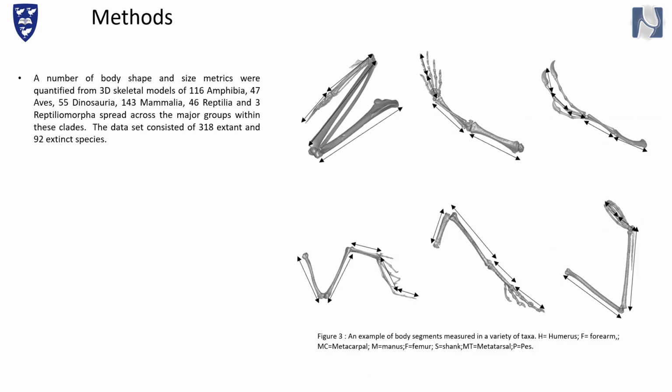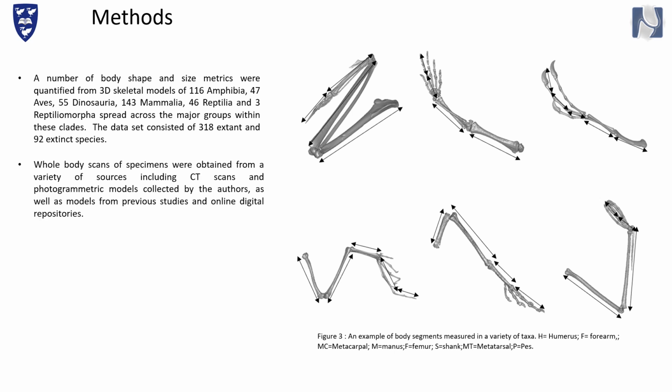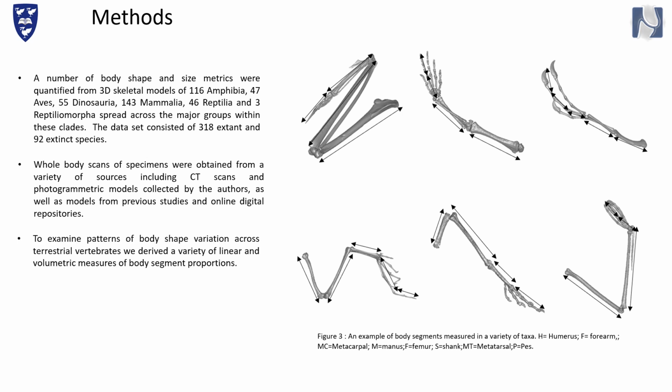So we went about answering these questions by looking at a number of body shape and size metrics, which were quantified from 3D skeletal models of amphibia, aves, dinosauria, mammalia, reptilia and ancient reptiles, reptiliomorpha. We used whole body scans of specimens, which included CT scans, photogrammetry and online digital repositories. To examine patterns of body shape variation across terrestrial vertebrates, we derived a variety of linear and volumetric measures of body segment proportions, and these included the humerus, the forearm, the metacarpal and the manus, and the femur, the shank, the metatarsal and the pes.